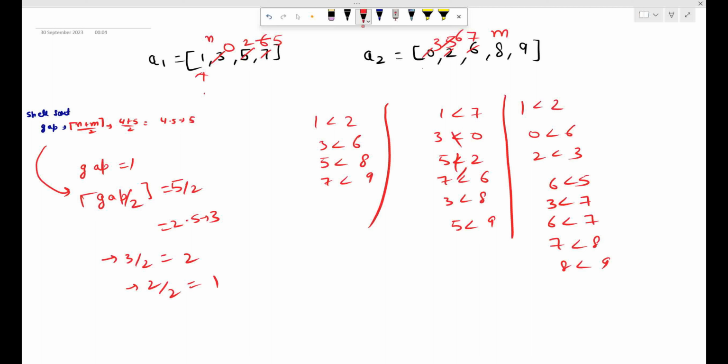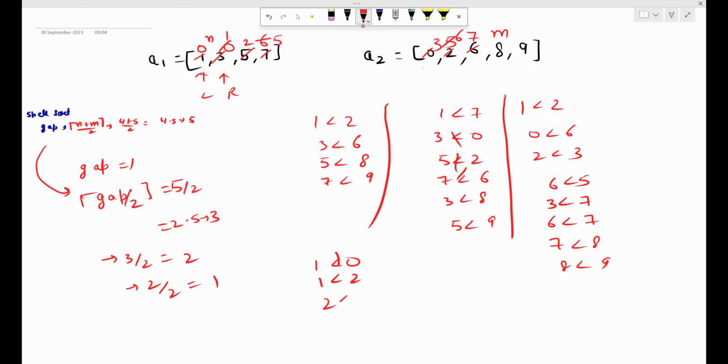Again, this is my L, this is my R. Okay. Now, 1 less than 0? Now, 1 is not less than 0. What we will do? We will swap. So 0 will come here and 1 will come here. Right? Moving to the next one. Now it is 1 and 2. 1 less than 2? Yeah, correct.